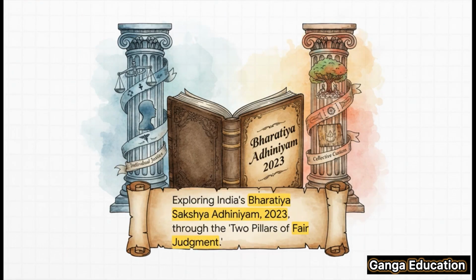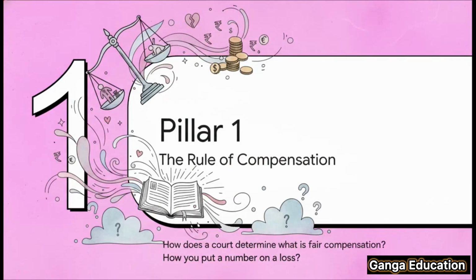So we're taking a look at the brand new Bharatiya Sakshya Adhiniyam 2023. And don't worry about the name. Sakshya literally just means evidence. We're going to frame this whole thing around what I'm calling the two pillars of fair judgment to see how a couple of key sections in this new act work together to support the entire structure of justice in these tricky situations. All right, let's get into our first pillar.